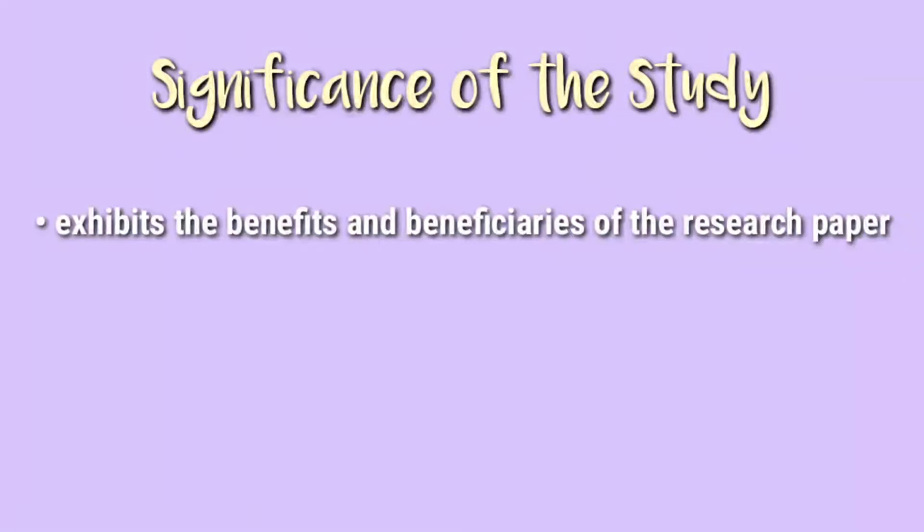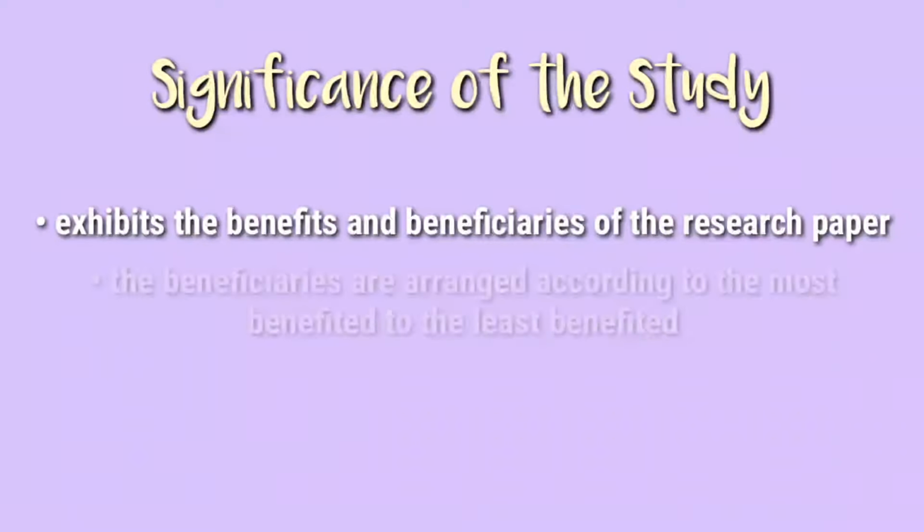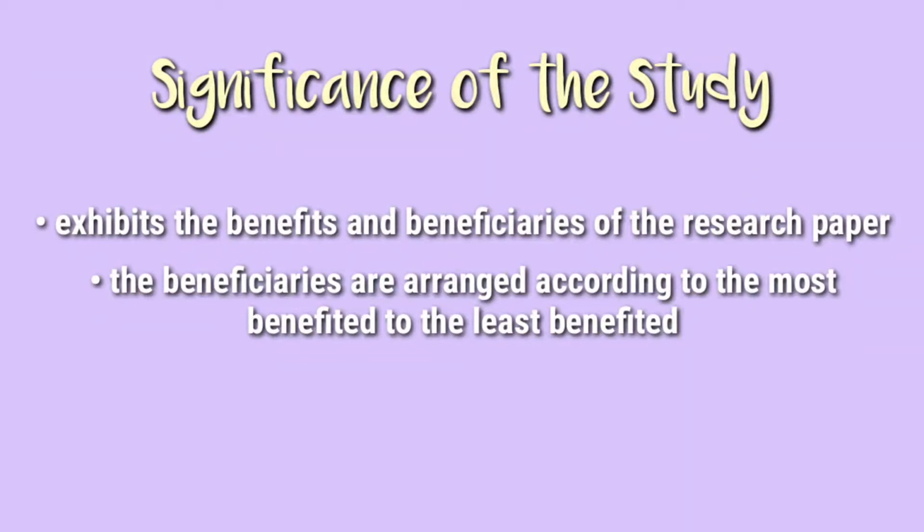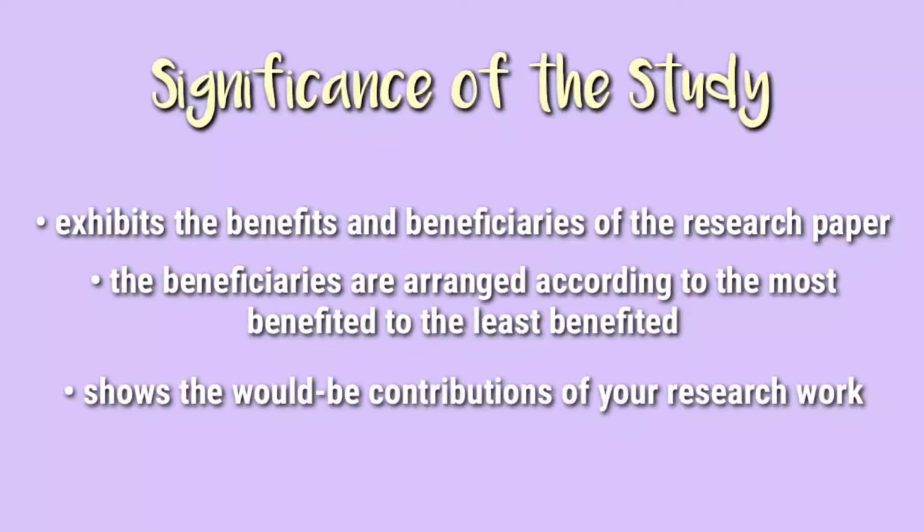Moving on to the next part, which is the significance of the study. This exhibits the benefits and beneficiaries of the research paper. Written in paragraph form, the beneficiaries are arranged according to the most benefited to the least benefited. In most studies, the first one in line are the respondents themselves, and listed lastly are the future researchers. Further, the researchers must elucidate the benefits of their work in every beneficiary by not limiting their thoughts in one sentence only. Come on, wag niyong tipirin, because this is one way to showcase the would-be contributions of your work once it is successfully done.